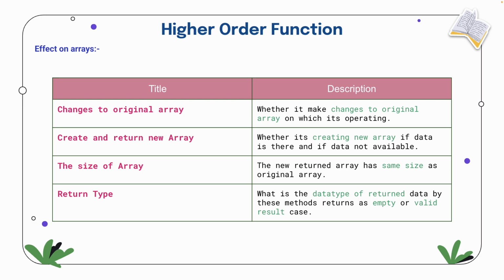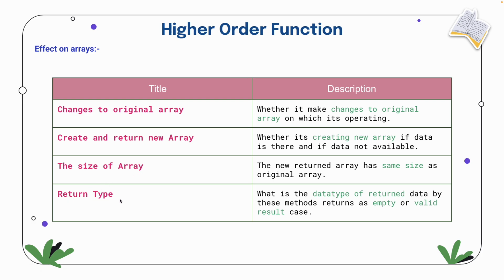In the same way, we are going to check in each higher order function what change happened to the original array on each implementation. Next we'll see whether it is going to create a new array or not, or whether it is going to create some other data type. And if a new array is created, what is its size? Is it the same size as the original array, or is the size changed? Whatever array it returns, we are going to check.